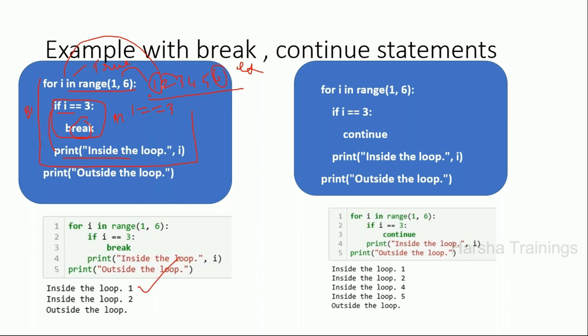Now, second, 2 will be copied to i. Now, 2 == 3. Still, the condition is false, so it will go to the print statement: inside the loop of 2. Now, 3 will be copied to i. Now 3 == 3. Yes, here this condition becomes true. Whenever this condition becomes true, I will be calling a statement called break. Whenever I call the break statement, it simply comes out of the if condition, it simply comes out of the for loop, and it simply executes the outer statement. Whatever statements are outside of this for loop, it will execute those.